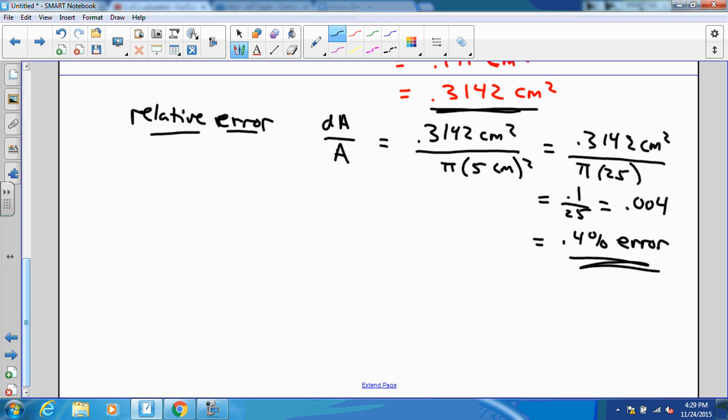The relative error gives us a better sense of how far off our calculations are. If I only know that my dA is 0.3142, I don't have any way to compare that. But when I compare it to the original area and I see that it's only off by 0.4%, then I can say, oh, that's a fairly small difference. We don't care too much about that. Notice that the relative error never has any units with it, because it is always going to be the error in the quantity measured divided by that quantity itself, and those have the same units and therefore cancel.